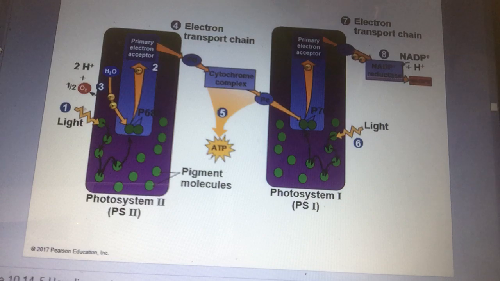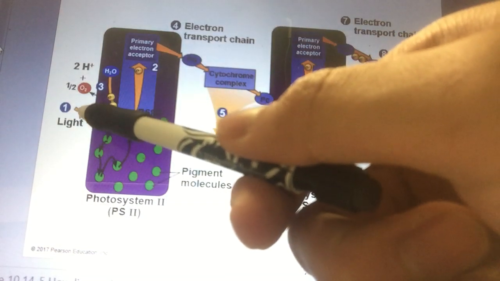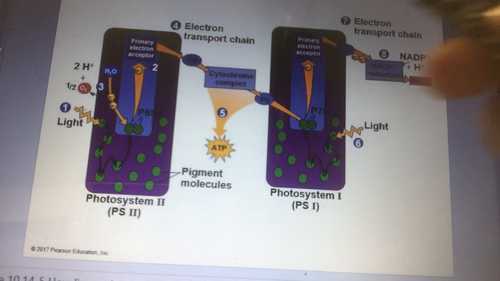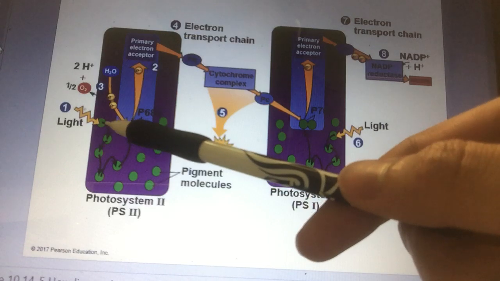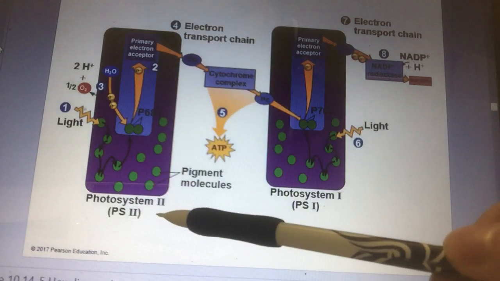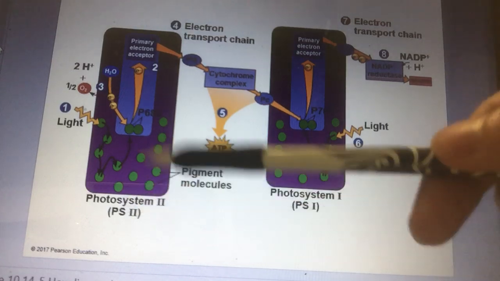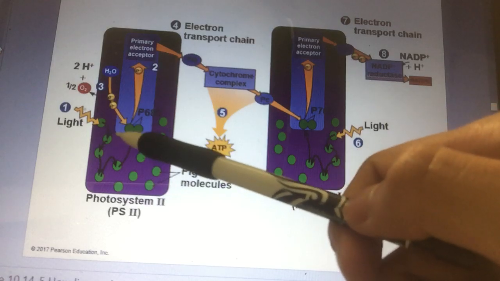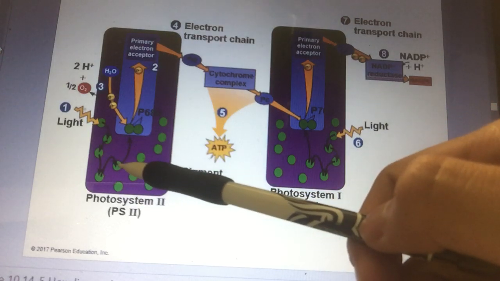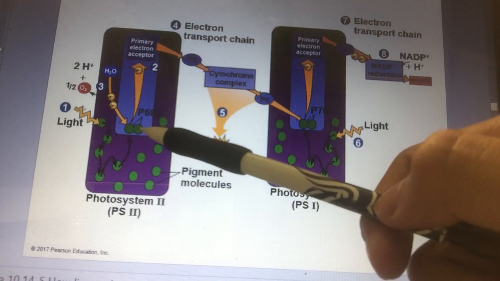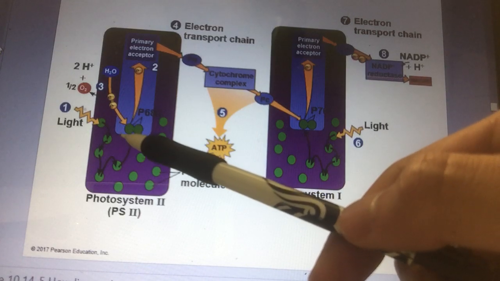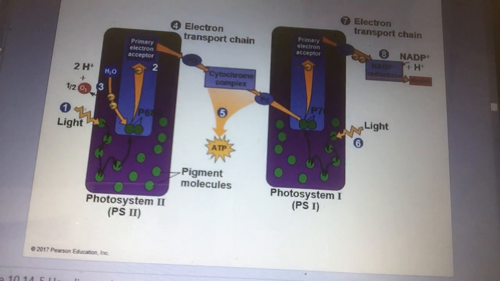I'm going to explain each step in detail. The first step is a photon of light will hit the light harvesting complex, and then it will go onto the pigment molecules. It hits photosystem 2 first. The energy will be transferred from each molecule to another molecule, and then it goes to P680 and excites it, which causes the electron to go onto the primary electron acceptor. So that's step 1 and step 2.